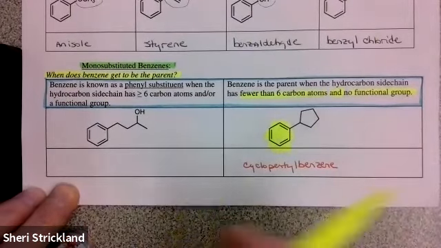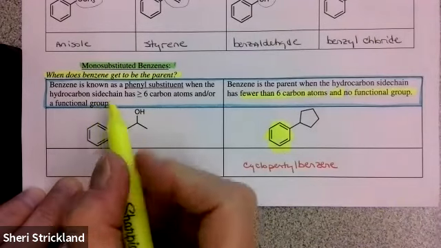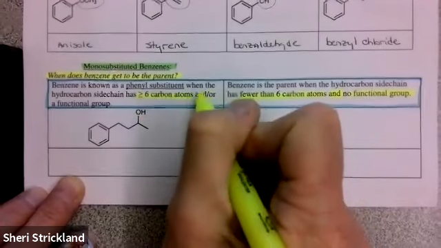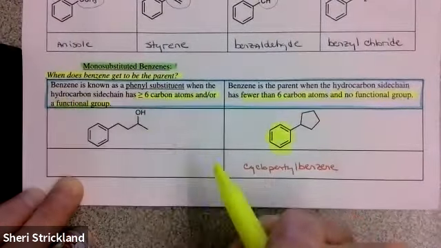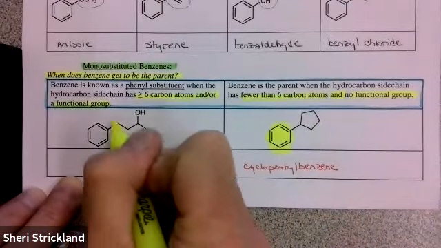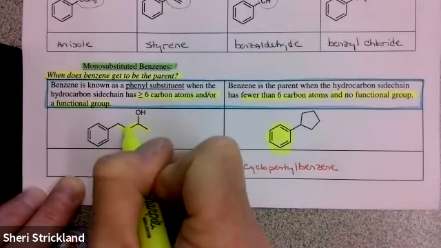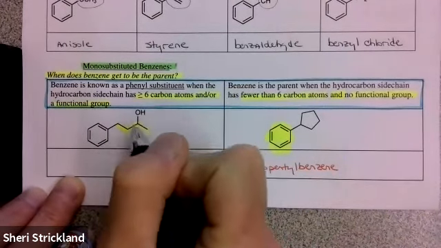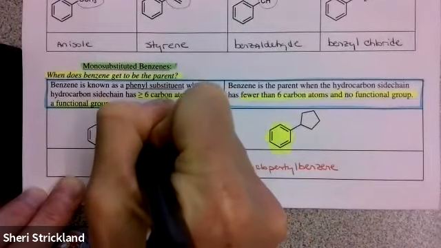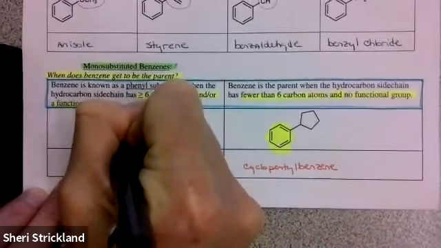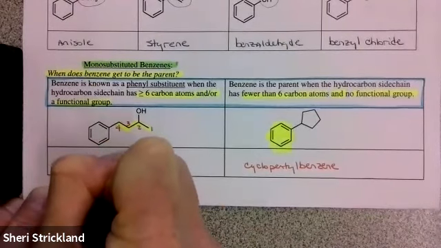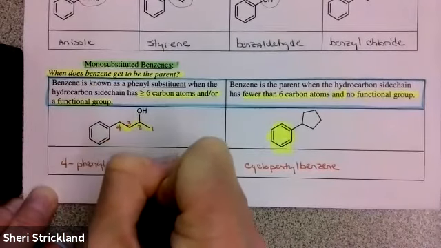Okay, now, if the hydrocarbon side chain has 6 carbon atoms or more, or a functional group, or both, then benzene is the phenyl substituent, and this is the parent. And if that's the parent, then the group of highest priority gets the lowest number. So that's the hydroxyl group. In that case, this is 4-phenyl-2-butanol.